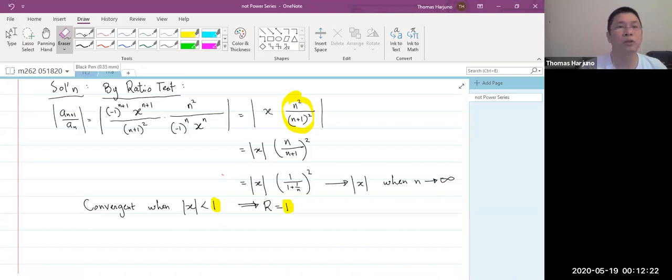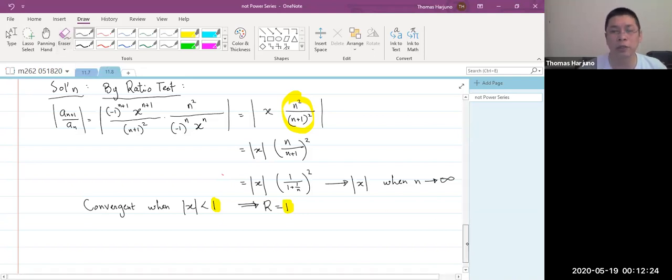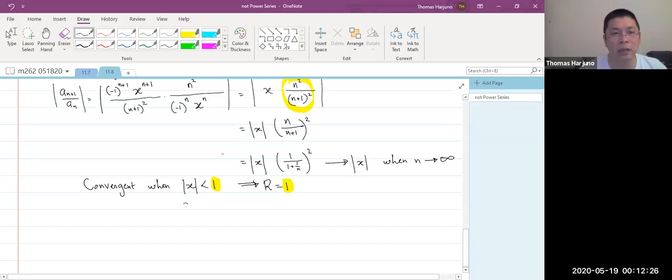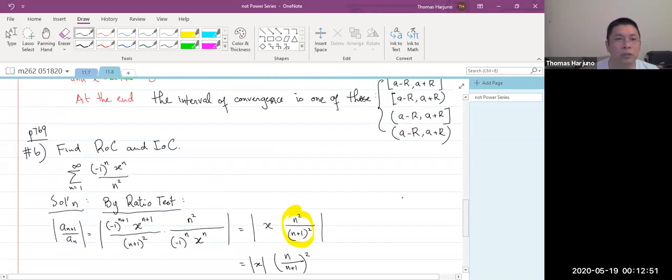Okay? So that's the radius of convergence, which implies that the series is for sure convergent when x is between -1 and 1. However, we need to know what happens when x equals 1. When x equals 1, will that be convergent? So I come back here.